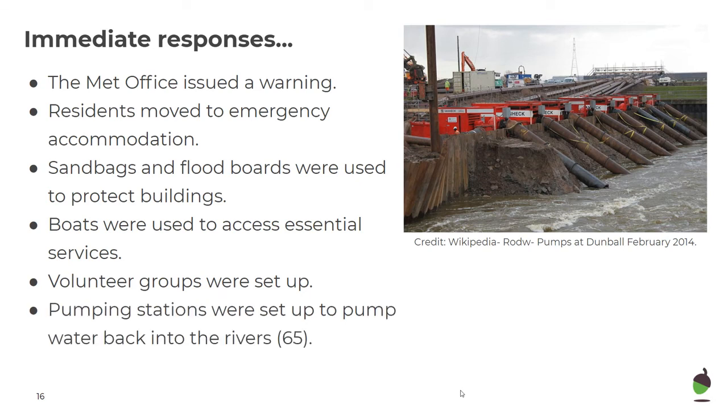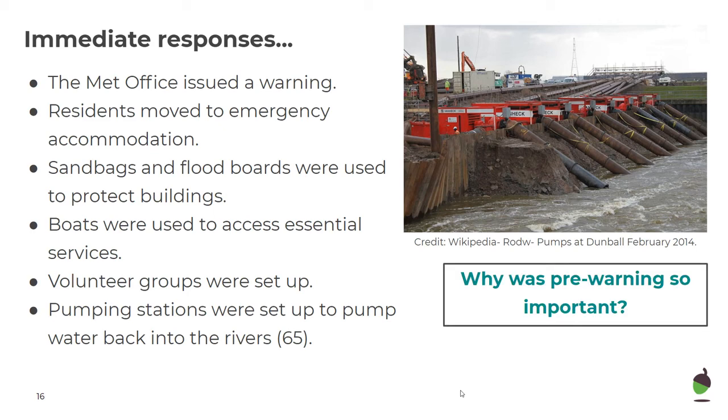And pumping stations were set up to pump water back into the rivers, so there were 65 of them. You can see an example of one of those in the image on the screen. And this was hopefully helping to remove the floodwater as quickly as possible so that the cleanup could begin. So let's just think about this question. Why was pre-warning so important? Being given a warning that this extreme event was going to take place, which could lead to a flood, allowed people to prepare, and that allowed people to calmly respond and deal with the situation.